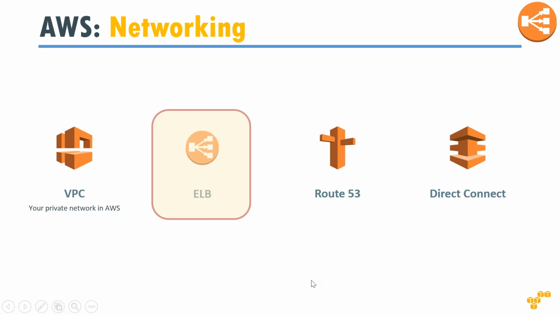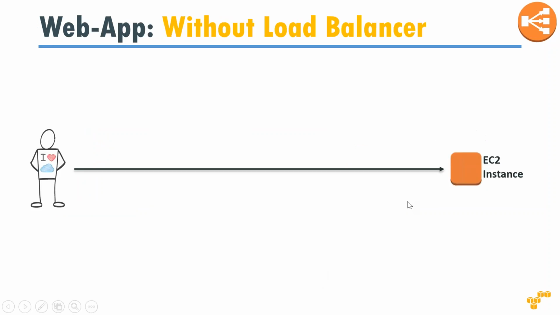So ELB forms part of the networking group of services, and we will start by looking at why a load balancer is required and move forward from there. Typically, when you are running an EC2 instance or a web application or a web server without a load balancer, your user hits your server directly. This is what the typical logical flow of the network traffic looks like.